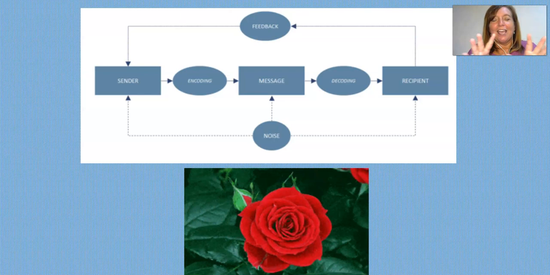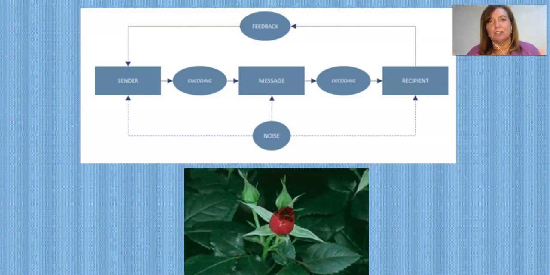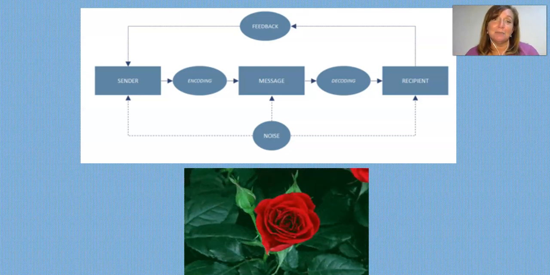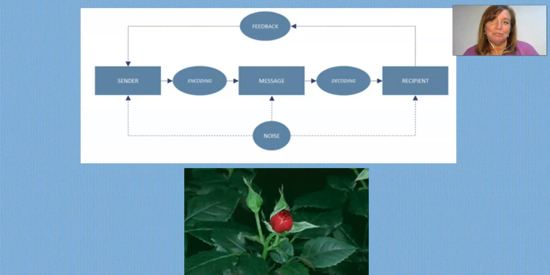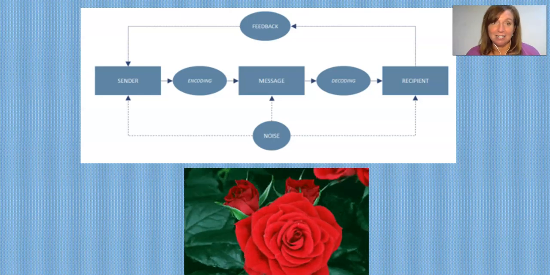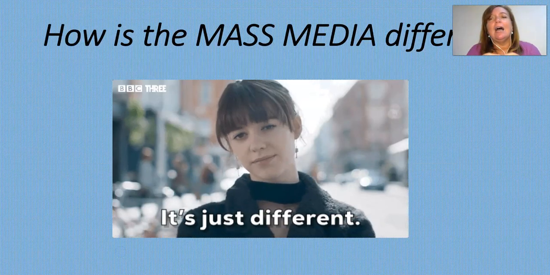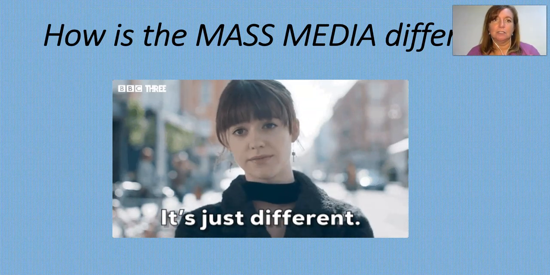So everything we talk about this semester is going to involve this communication model, because in many cases the messages that we receive, we decode much differently than the intended message actually was. Does that make sense? Okay, so how are the mass media different?